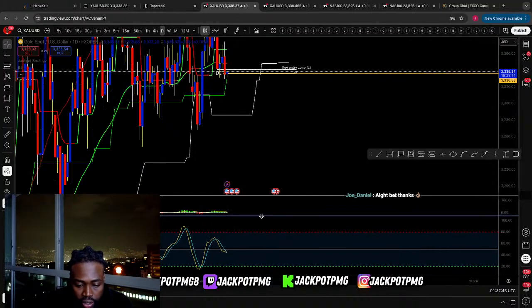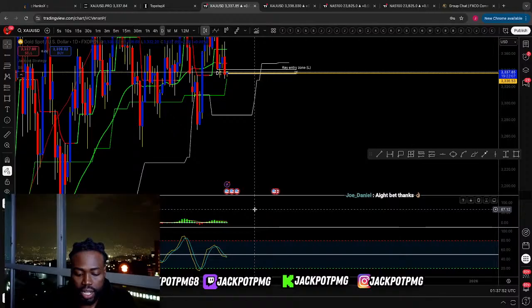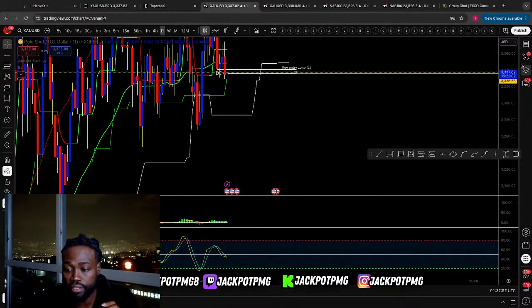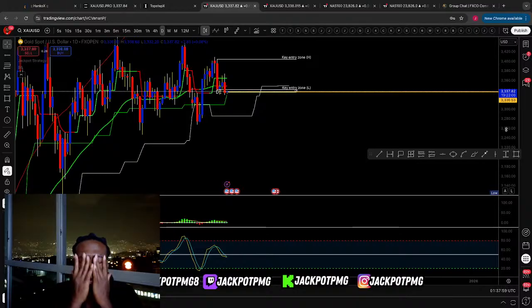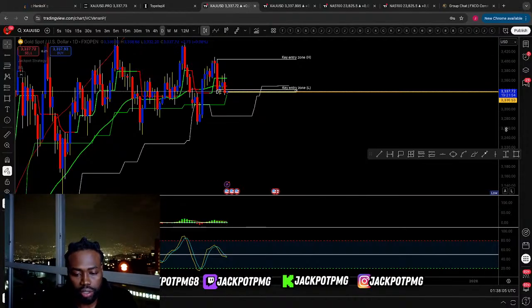All right, on the daily time frame. This is, guys, right now, a crucial moment for gold. You have to understand, this is a crucial moment for gold right now. All right? So let's look at it.